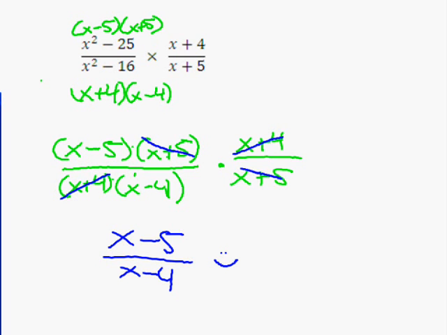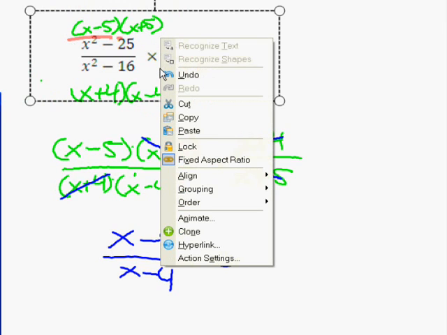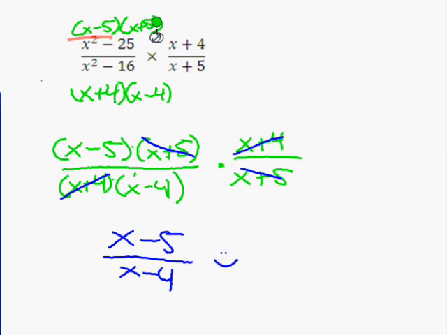Okay, for the next equation, we're multiplying again, and you can factor the x squared minus 25. That's another difference of squares with an x minus 5 and an x plus 5. The bottom is another difference of squares with an x plus 4 and an x minus 4.